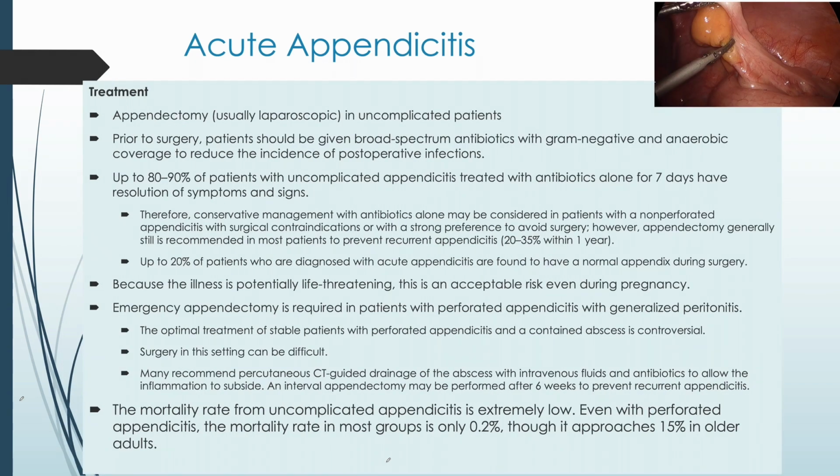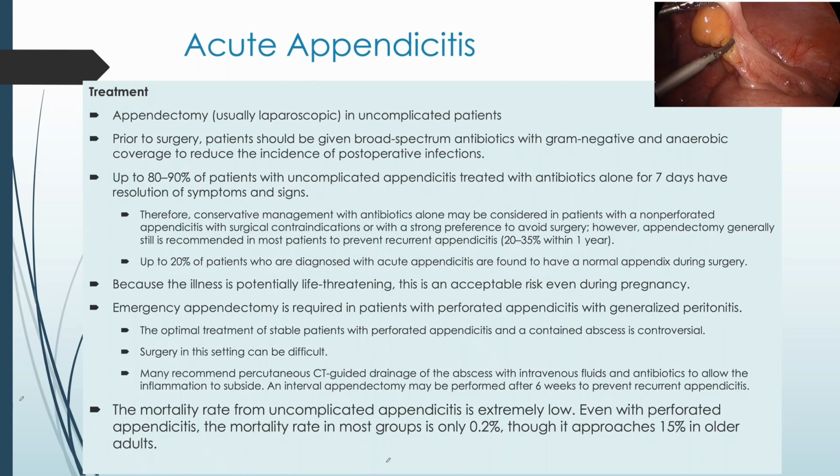So treatment historically is appendectomy, so taking out the appendix, surgical appendectomy. And nowadays, most of the time they're done laparoscopically, especially in uncomplicated cases, which are the vast majority. Prior to surgery, patients should be given broad spectrum antibiotics, at least 30 minutes before surgery. As soon as you make the diagnosis, you start the antibiotics.